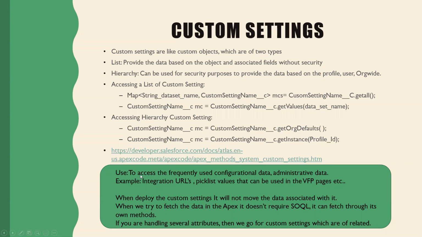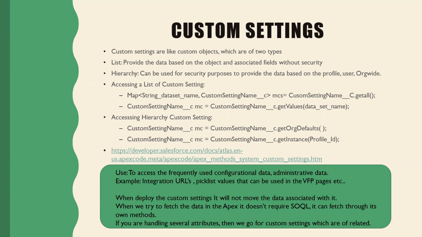Mainly the use is to access frequently used configuration or administrative data. For example, if you have multiple integrations with third parties, then we have integration URLs. Another good example is a picklist value. Suppose we have a picklist value with some address information, comma separated, that is valid for all orgs, whether sandbox or production.